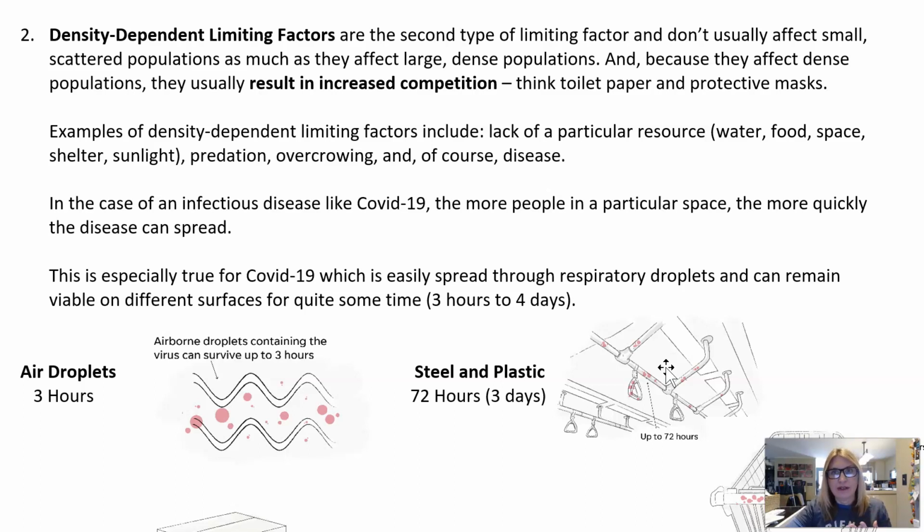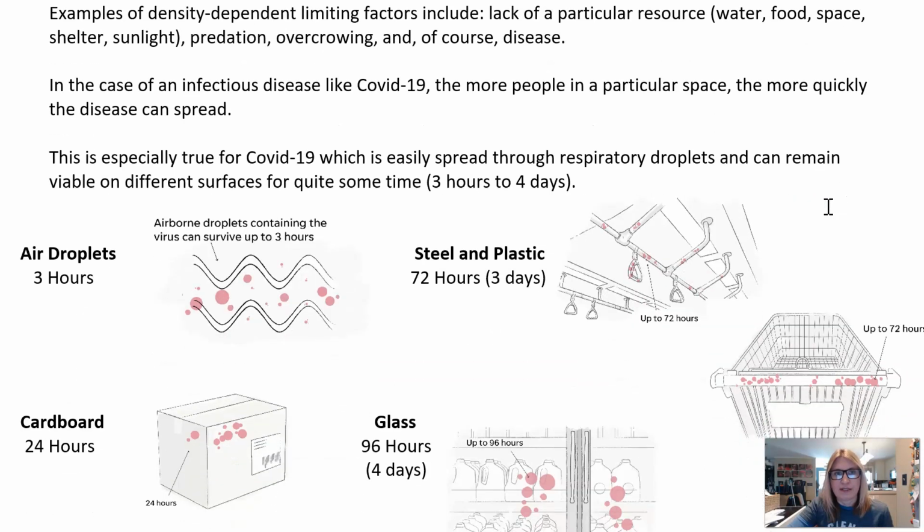So think about Stillwater with 2,100 people in that 1 square mile versus New York City, which has 36,000 people in that 1 square mile. You can imagine if one person starts coughing, that it's going to spread a lot more quickly when you've got 36,000 people in 1 square mile. And COVID happens to be an infectious disease that spreads really easily through respiratory droplets, and it can remain viable on different surfaces for quite some time.